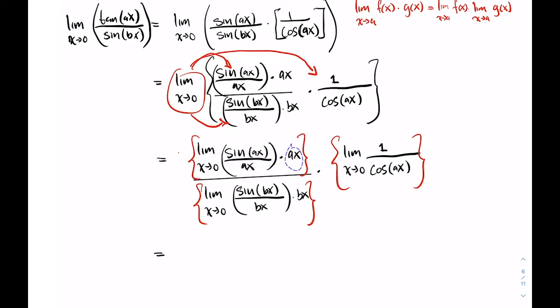The x multiplying the ax and the x multiplying the bx will both cancel each other, so we'll be left with 1 times a divided by 1 times b, right? Because this limit turns out to be 1, as we already said, and this limit also turns out to be 1. And so we end up with 1 and 1.